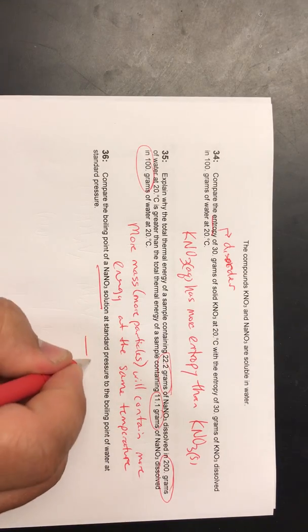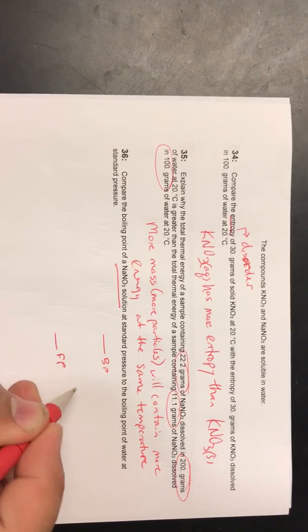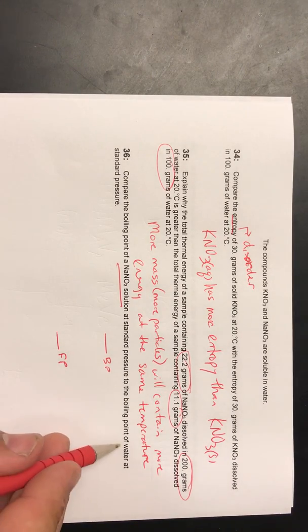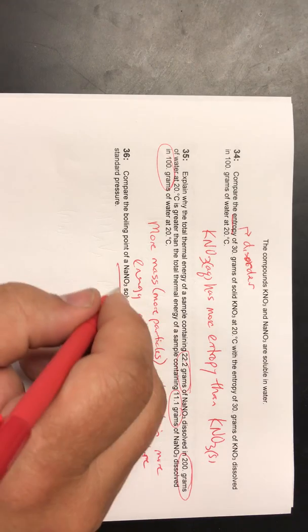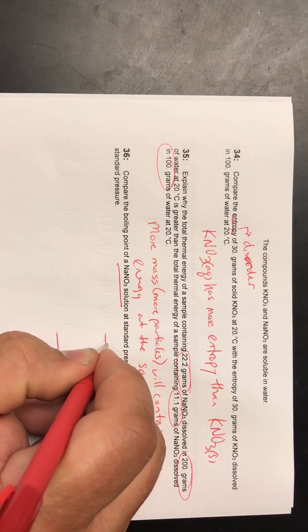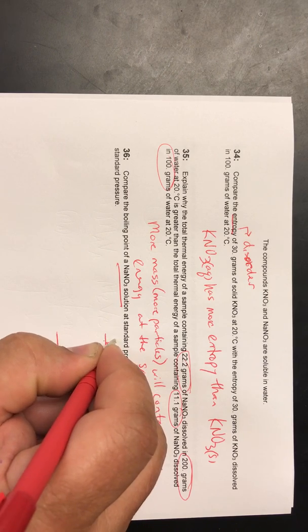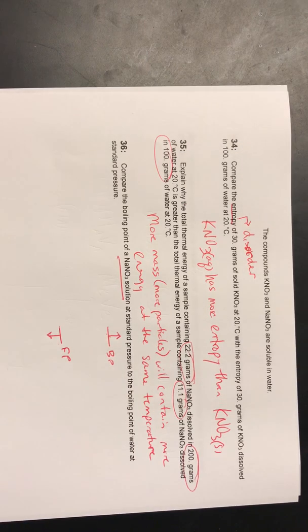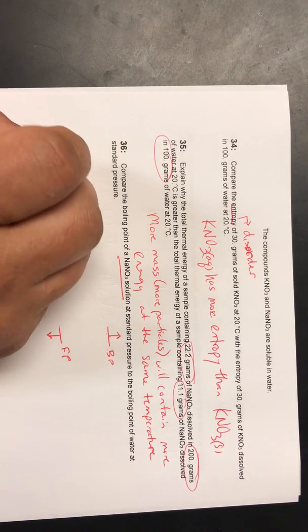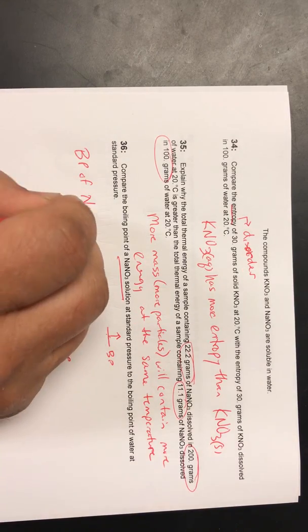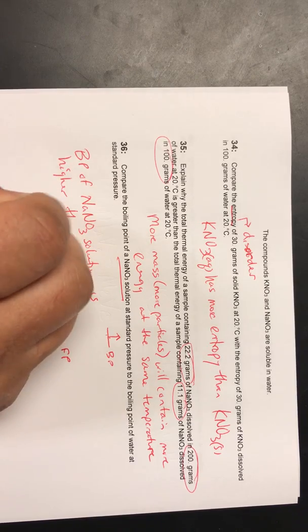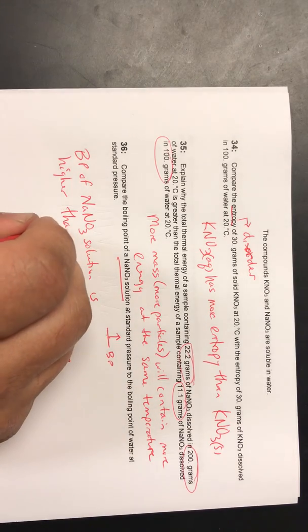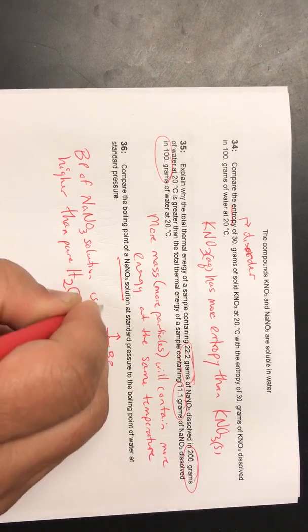So again, if this is my boiling point here, and this is my freezing point here, when we're talking about pure substances like water, the boiling point for water is 100 degrees and the freezing point is going to be 0 degrees Celsius. But when we add a solution, if it's going to be aqueous with something in it, a solid salt, we're going to notice the boiling point goes up and the freezing point will go down. So if we're comparing the boiling points, again, this is a boiling point elevation. So the boiling point of NaNO3 solution is higher than pure water.